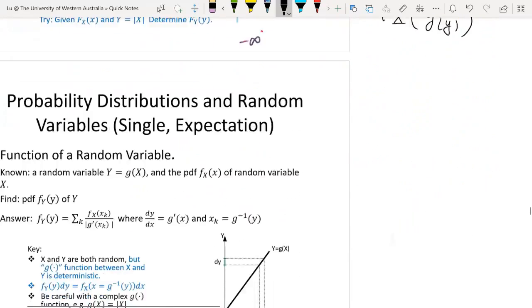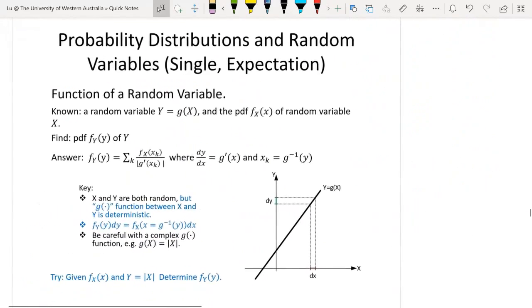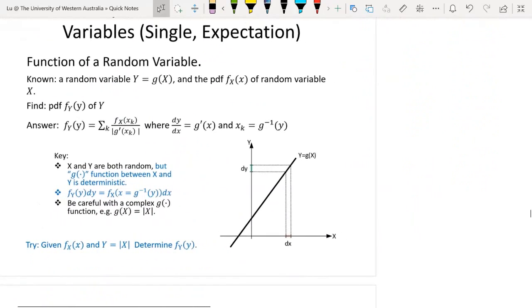Next one, regarding the PDF. The idea is similar, but there are some tricky steps. So in this question here, same thing, we know the relationship between two random variables, Y and X, such as Y equals g(X), and the PDF f_X(x) is known. What is the PDF of Y?